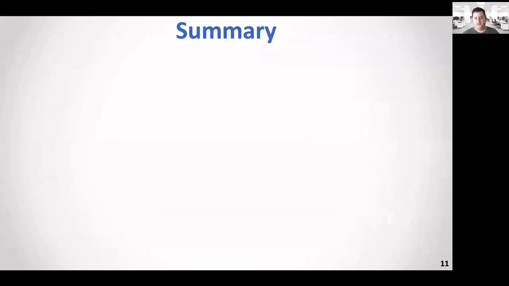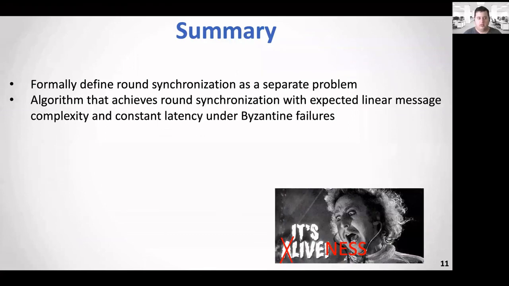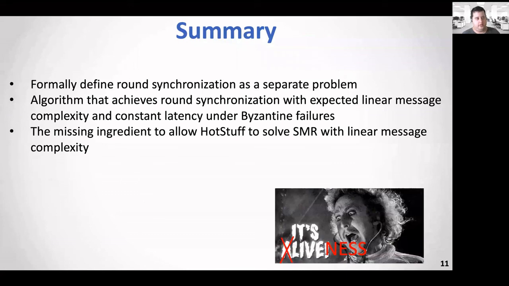So let's summarize. In this paper, we formally define what round synchronization is, and we define it as a separate problem. We also give an algorithm that achieves this round synchronization with expected linear message complexity and constant latency under Byzantine failures. This algorithm is exactly the missing ingredient which allows HotStuff to solve SMR with linear message complexity. And to the best of our knowledge, this is the first SMR solution with expected linear message complexity.